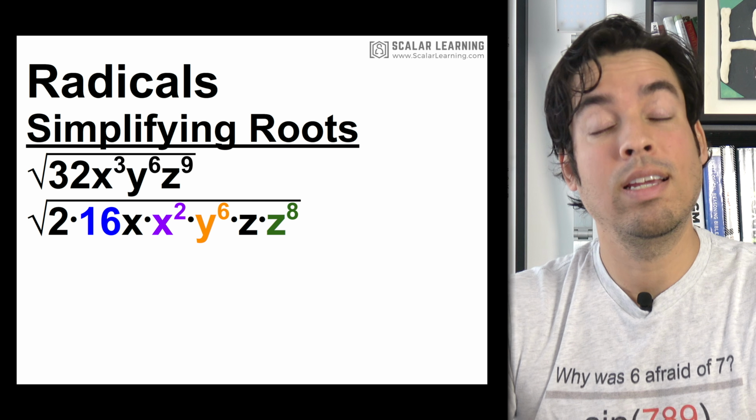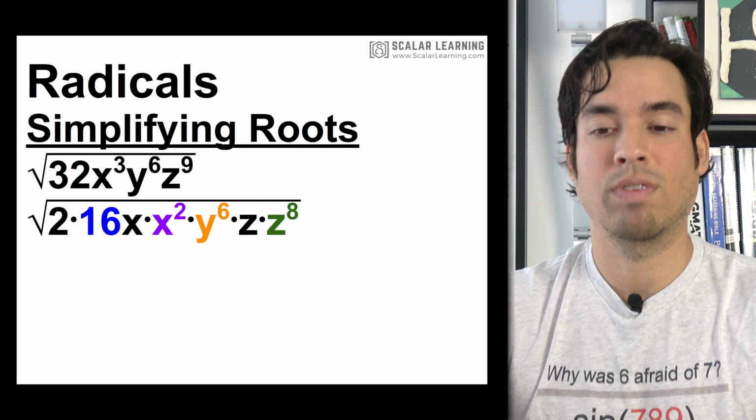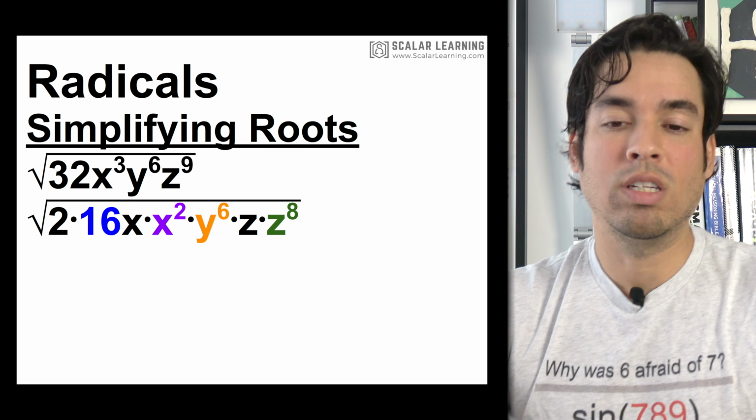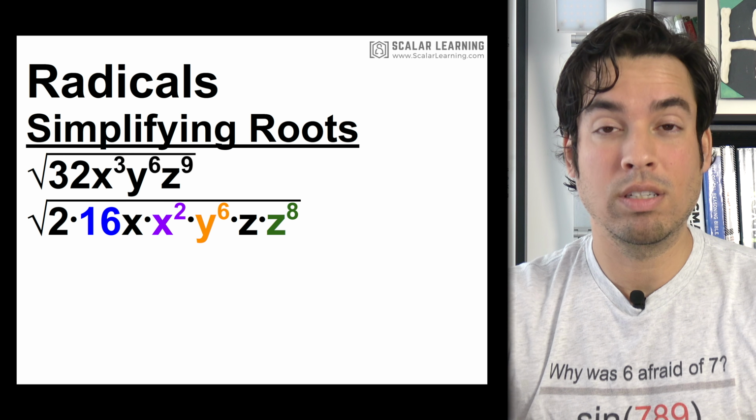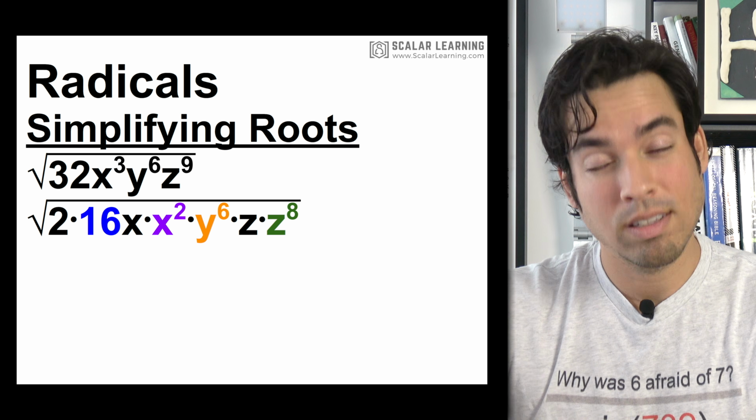And then I'm taking that z and breaking it up into z times z to the 8th, because z to the 8th is a perfect square, okay? Why do I do this? Because I think of a square root as a prism. The only thing that can come out is perfect squares, and it comes out as the square root.